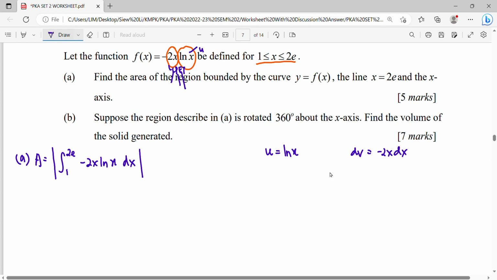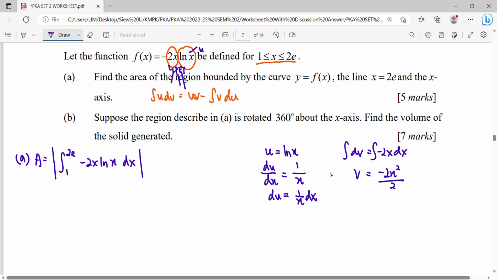For integration by parts, the formula is: integrate u dv equals uv minus integrate v du. So from u, we have to obtain du. Therefore, we differentiate u with respect to x. Differentiate ln x, we get 1 over x. So du will be 1 over x dx. Meanwhile, for the dv part, integrate both sides. So integrating dv, we get v. Here integrate 2x, power plus 1 over new power, then we can simplify, it will be x squared.